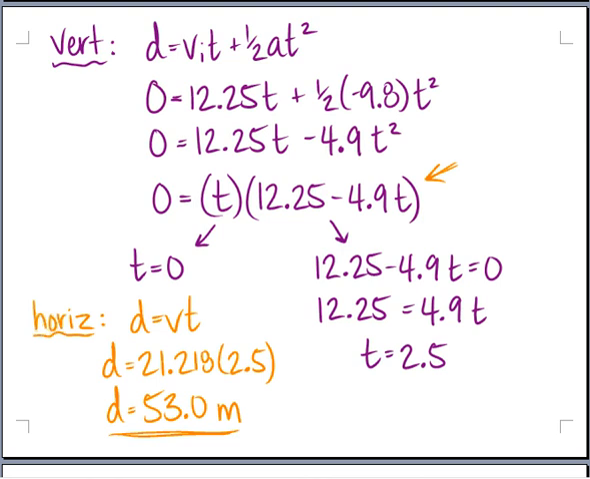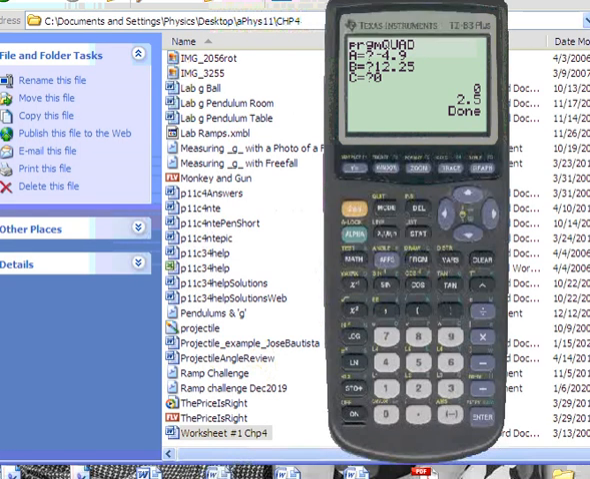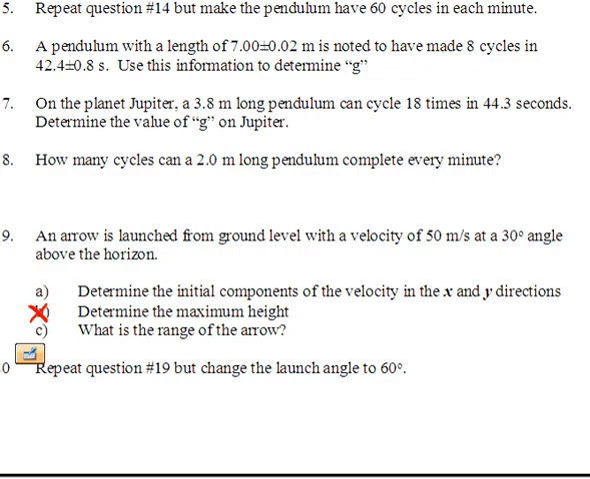The homework that goes with this is, let me bring it up here, back to worksheet 1. I just want you to try numbers 19 and 20. It's basically the same question where I switch up the angle and the velocity a little bit. Part A says determine the initial components of the velocity in the x and y direction. That just means resolve that initial velocity into its vertical and horizontal components. You can skip the maximum height if you want. It's totally fine. I'm not going to ask you to do that.